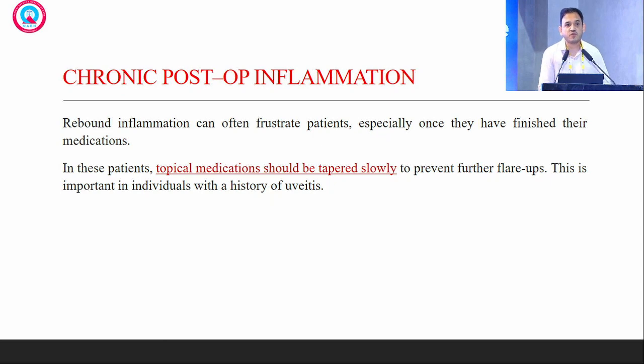Especially in patients with uveitic cataract, topical medication should be tapered slowly because there are chances of rebound inflammation, which causes irritation to the patient in the postoperative period. This is very frustrating to the patient because the inflammation is recurring in the postoperative time.